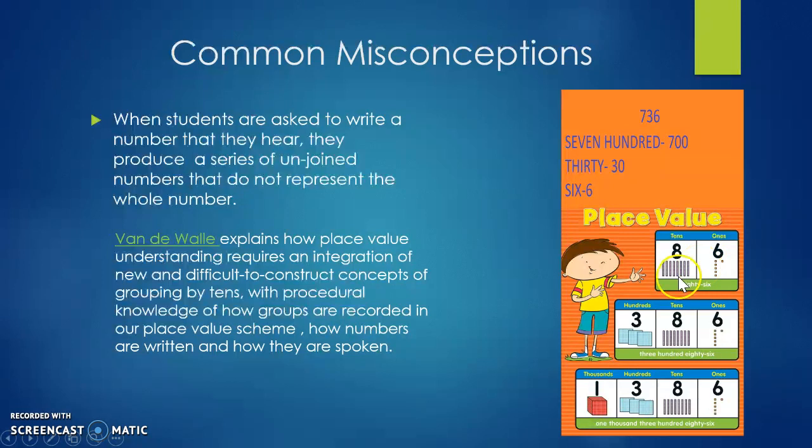Students would understand that in order to represent 80, they would need to use 8 tens blocks and 6 single blocks. Now, this would help students understand that 86 was written as 86 as a whole number right here, not just 80 and 6.